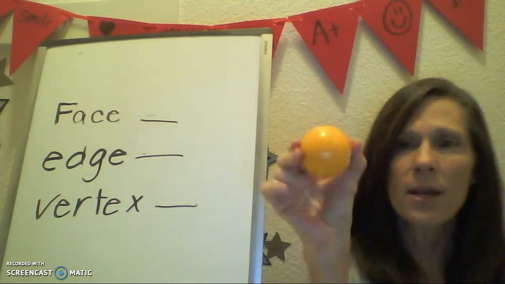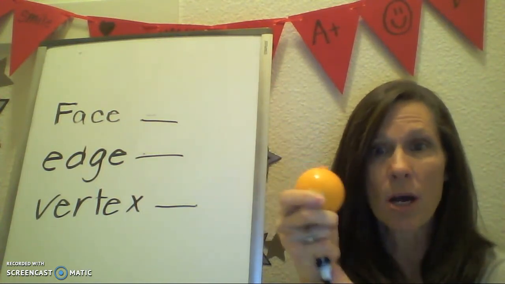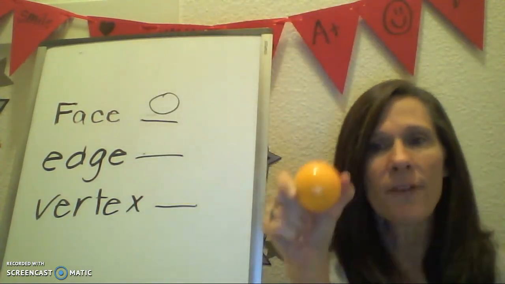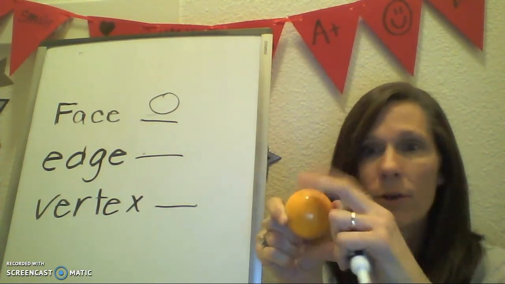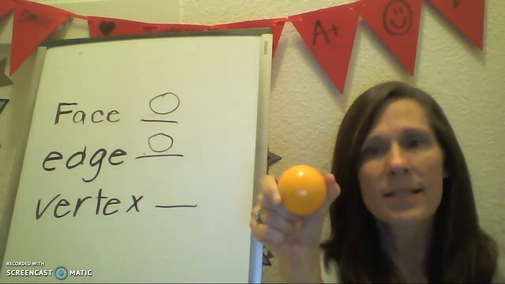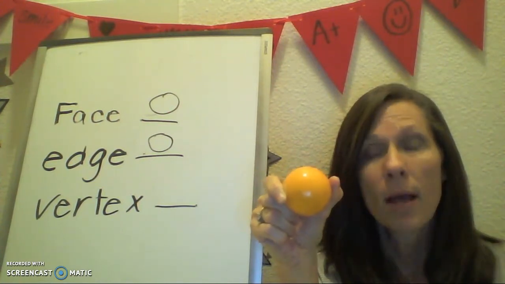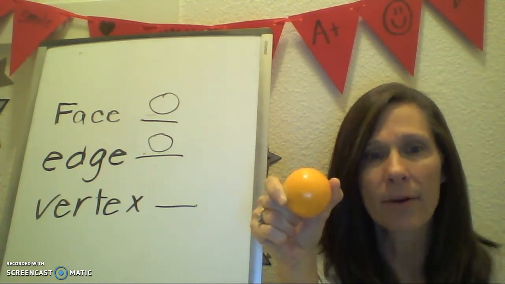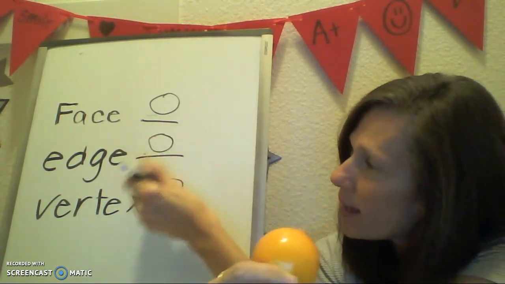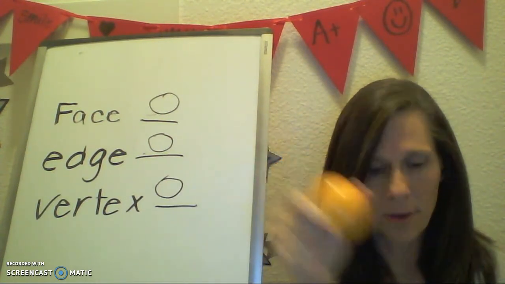Well, the sphere has 0 faces. It doesn't have a flat edge on it anywhere, right? So we write 0. Okay, are there 2 faces that come together on the sphere? No, because there's no faces. So it's 0. And is there a vertex? Are there any vertices on the sphere? No, because remember, a vertex is where 3 faces come together, and there's none of that. So it's 0 again. So the sphere has 0 faces, 0 edges, and 0 vertices.